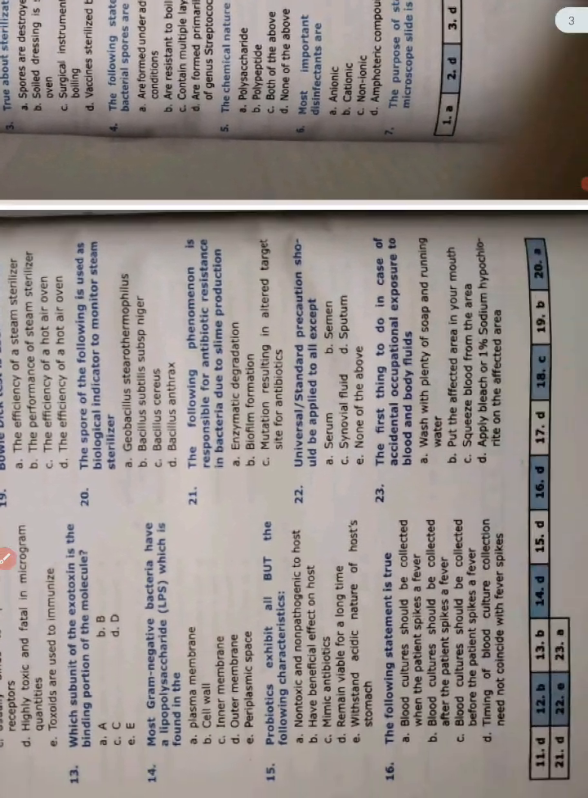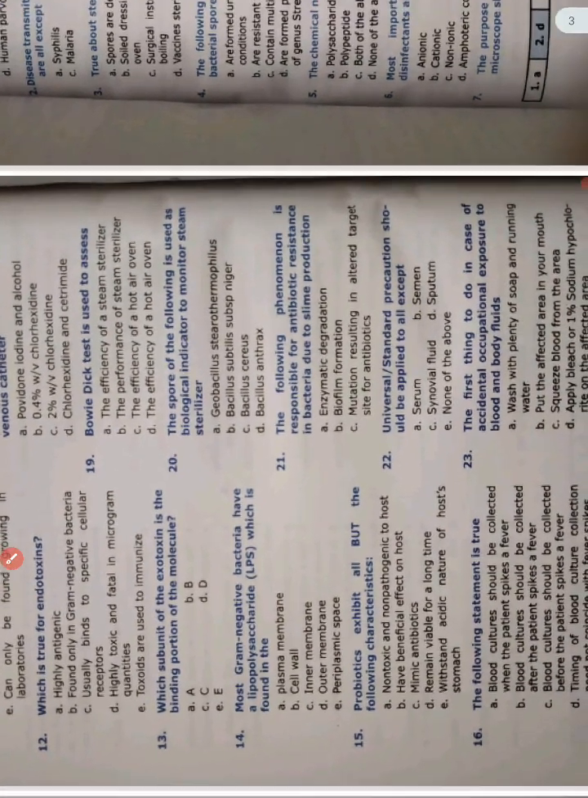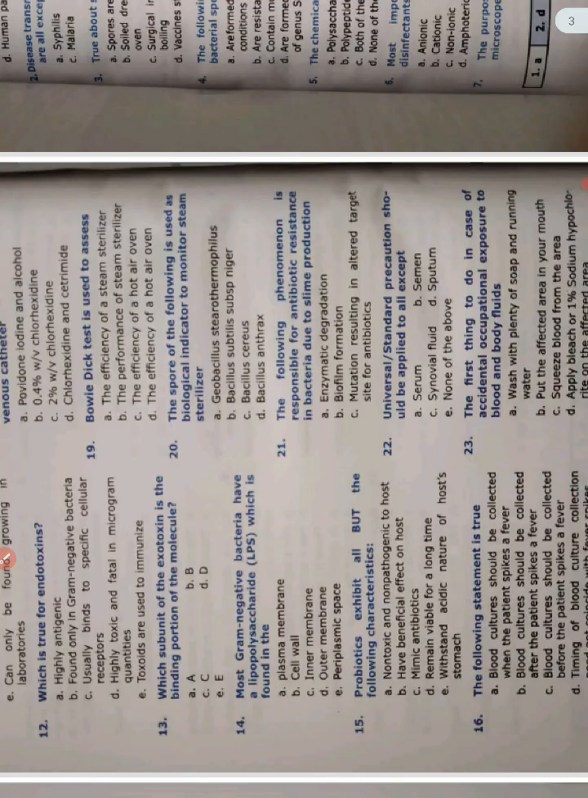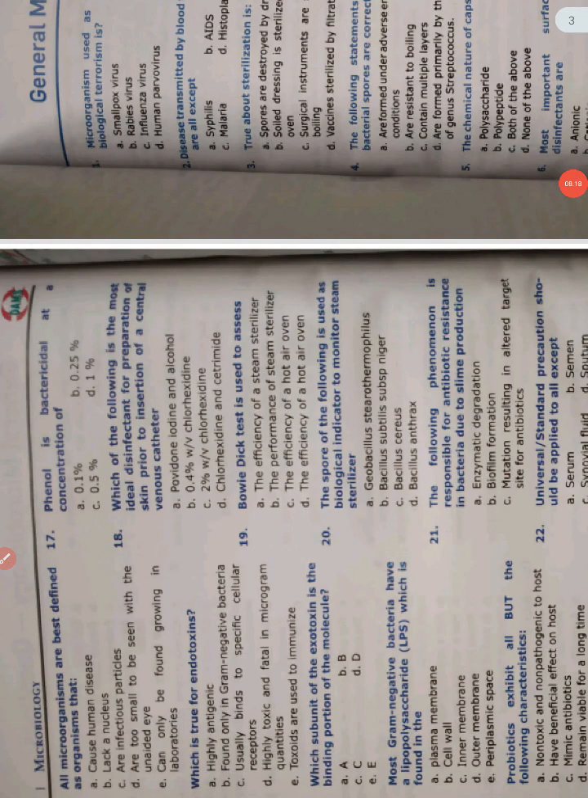Phenol is bactericidal at the concentration of 1%. At 1% you can kill the bacteria. So these are the important questions which need to be studied well. Lipopolysaccharide is responsible for endotoxin in gram negative. So the correct answer is 1%. 1% phenol is used as a disinfectant to kill the bacteria, and if you take 1 to 2%, then you can kill the fungus also.